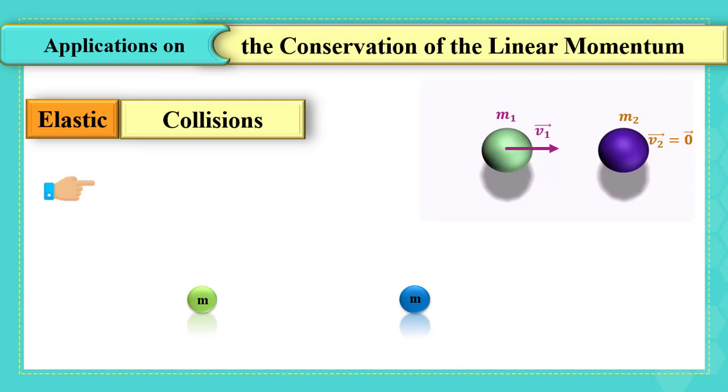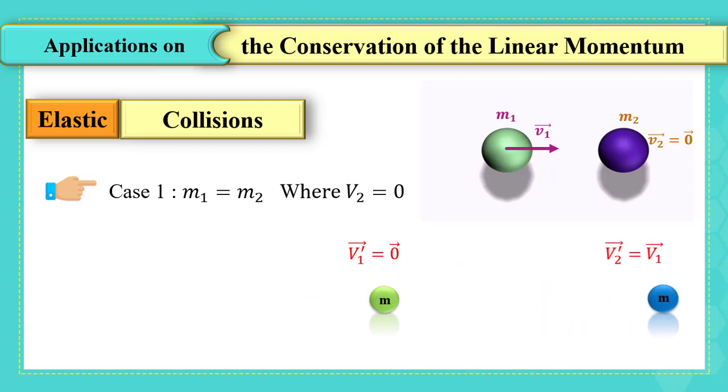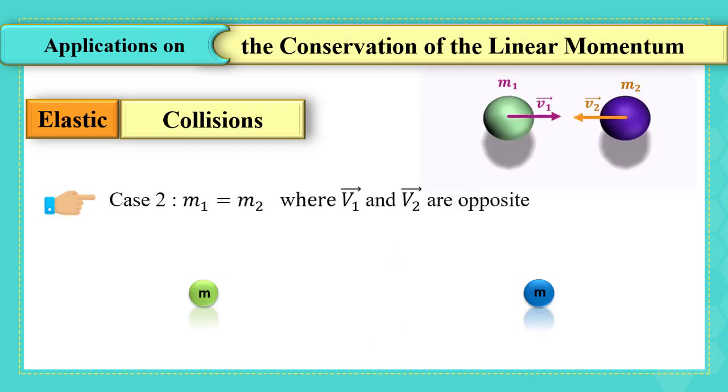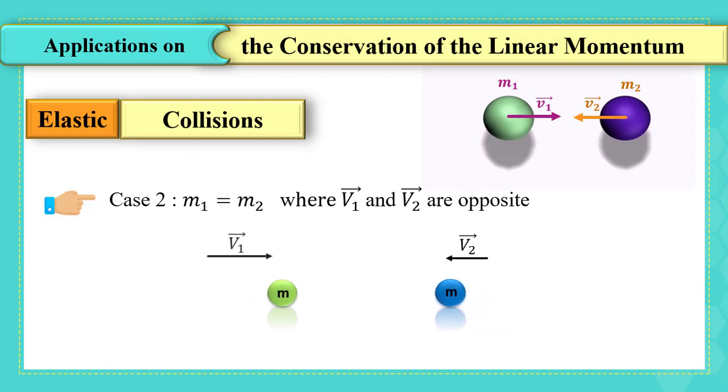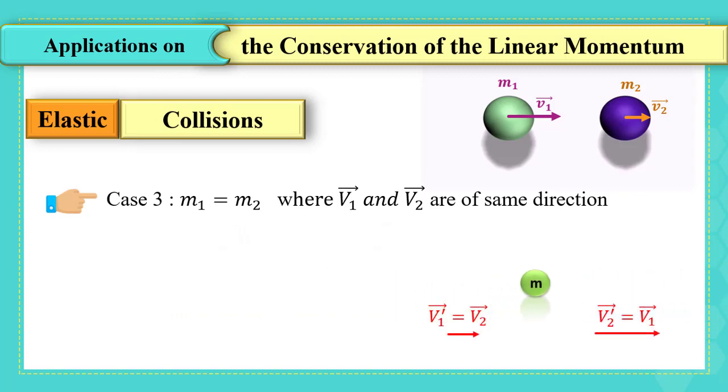First, if the masses are identical and the second particle is at rest, after collision, the first particle will be at rest and the second moves with the velocity of the first particle before impact. Second, if the masses are identical and v1 and v2 are opposite, then the first particle moves with the speed of the second one and vice versa. Third, and at last, if the masses are identical and v1 and v2 have the same directions, again, the second particle moves with the speed of the first one and vice versa.